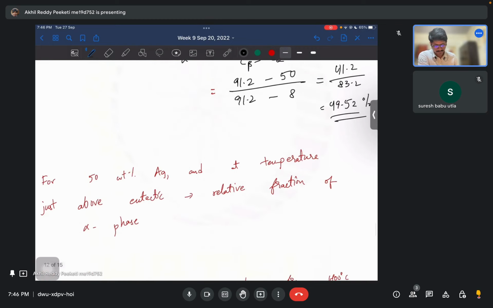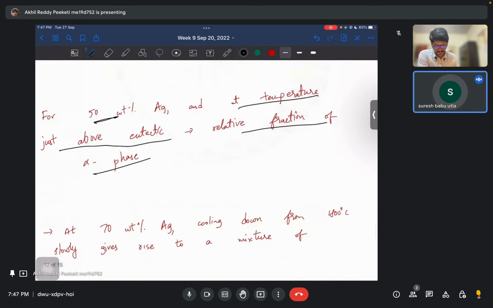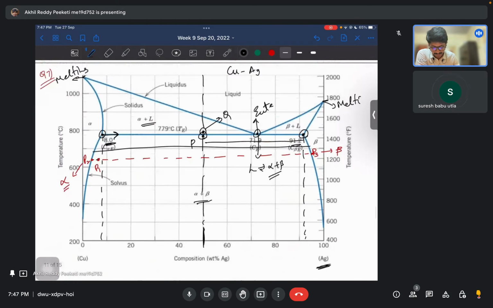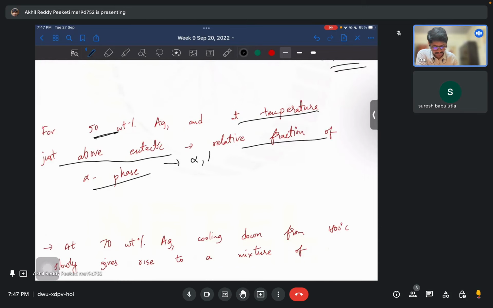Now the next question: for the same 58% Ag point and temperature above the eutectic, what will be the relative fraction of alpha phase again? So now we are here, just above the eutectic point. What are the two phases at this point? Yes, we are above the eutectic point, so at this point there will be alpha and liquid.